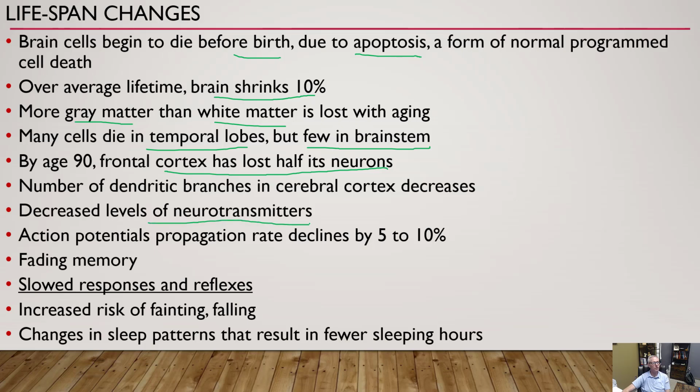We lose a lot of our neurotransmitters. Your action potentials, that propagation decreases by about 5 to 10%. So your reflexes become slower. Our memory starts to fade. We have slower responses, slower reflexes. We have an increased risk of fainting or falling. We have changes in sleep patterns. As you get older, we require fewer hours of sleep. We actually really only need about 6 hours of sleep as we get older.